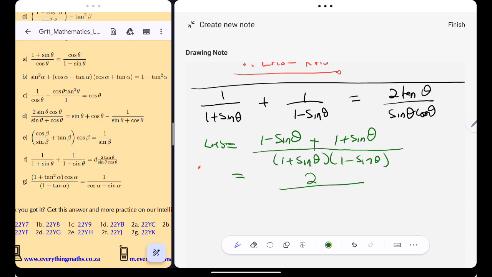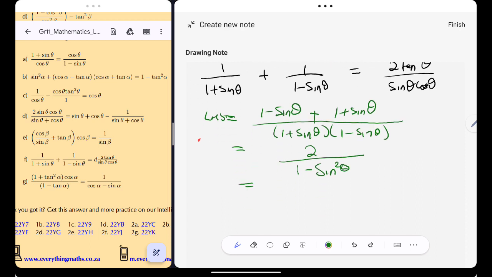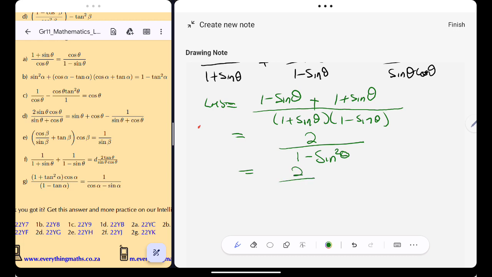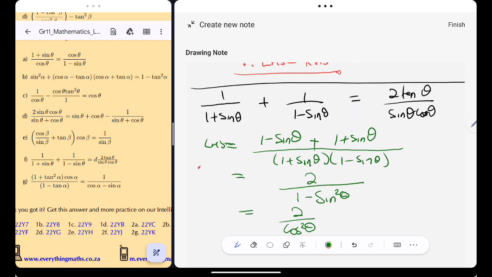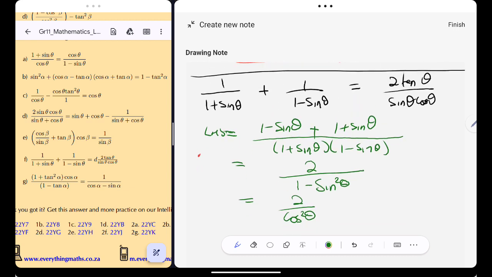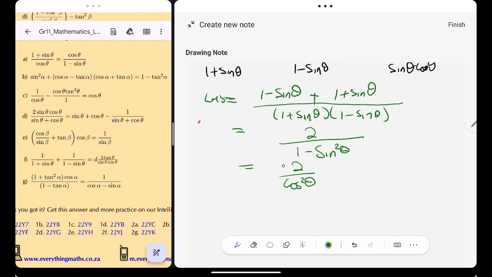There at the bottom I have a factorized version of the difference of two squares. That means I'll have 1 minus sine squared theta, which is the same as cos squared theta. So we have 2 all over cos squared theta. Together, this is the left hand side, right? We can see that this thing is not equal to the right hand side. Okay, let me try and simplify the right hand side and see that I wouldn't get the same answer I did there.